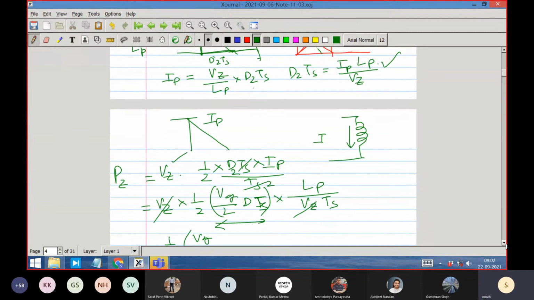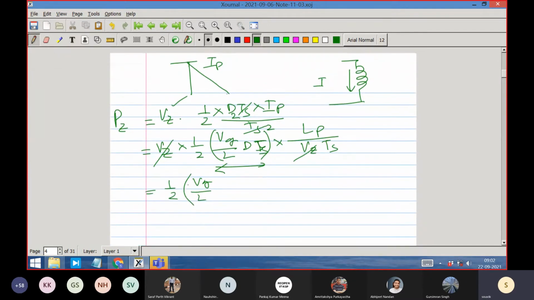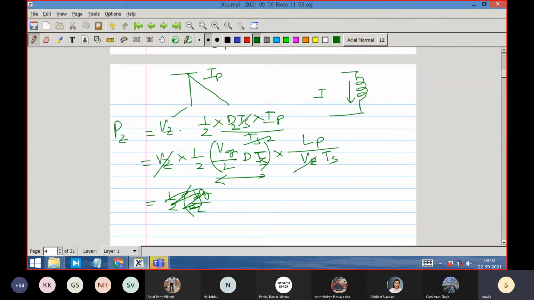Okay. So there is a loss in the Zener part of the circuit. This is not very good, and we should find such a reset circuit where this kind of loss does not happen. That is also LP. LP is the inductance of the primary coil.